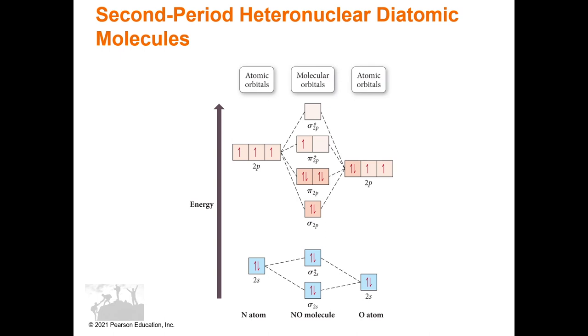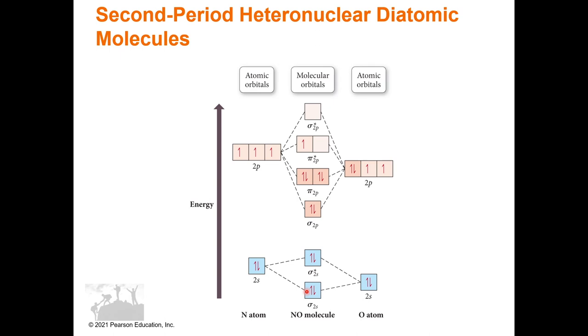So here, our first heteronuclear diatomic molecule is NO. Oxygen is more electronegative than nitrogen. So you could see the atomic orbitals that oxygen contributes are lower in energy compared to those from the nitrogen. If you were going to take a ruler and measure the distance between atomic orbitals and molecular orbitals, you'll see if we measure this distance here from 2s of the oxygen to sigma 2s, it's a shorter distance compared to the 2s from nitrogen going to sigma 2s.